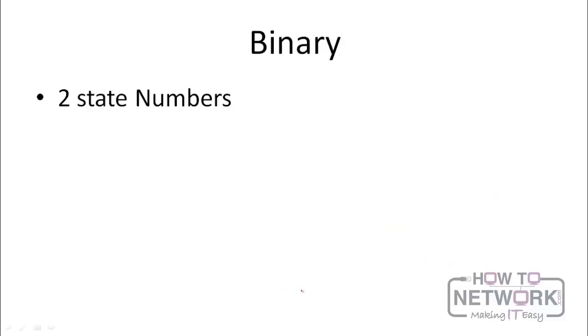Binary numbers are numbers that have just two states, which is a 0 or a 1. Now, decimal numbers, the numbers that we are used to, are referred to as base 10 because they have 10 states. So you can have 0, 1, 2, 3, 4, 5, 6, 7, 8, and 9. And these are the 10 states for a decimal number. But for the binary number, you can only have 0 or 1.